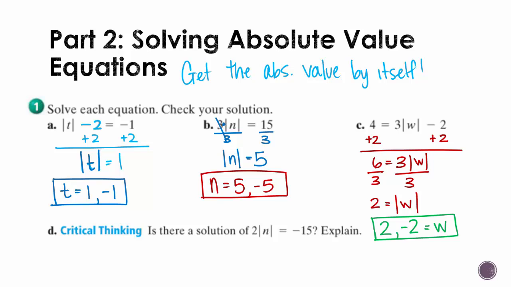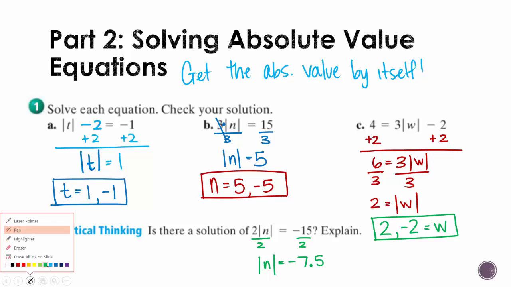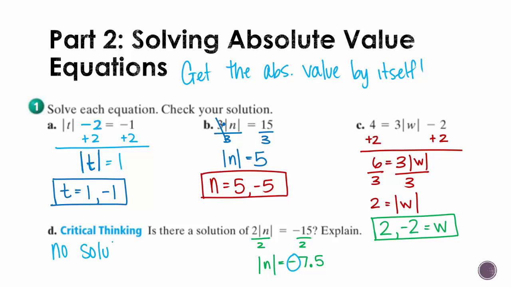So, is there a solution for this? Explain. So if we were to solve this, we would divide both sides by 2, and we would get this. And then the question we would ask ourselves is, what numbers are -7.5 spaces away from 0? And because this is negative here, we can't have distance that's negative. So no solutions, and the reason is distance cannot be negative.